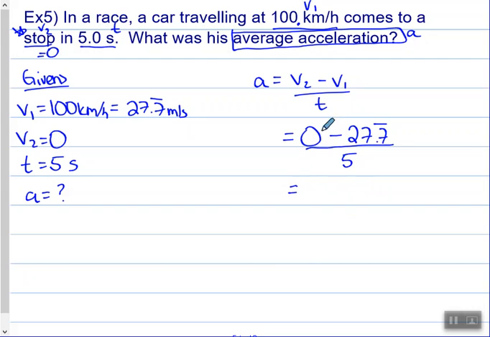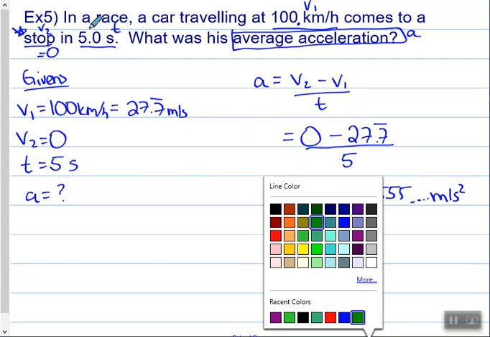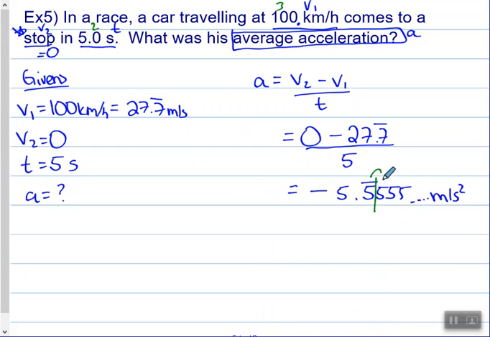Now, why this is important is we have 0 minus 27.7 repeating, which is negative 27.7 repeating. Okay, so we have negative divided by a positive, so I am going to get a negative number. So 27.7 repeating divided by 5, I get 5.5 repeating, just all these 5s, meters per second squared. And to 2 significant figures, I get negative 5.6 meters per second squared.